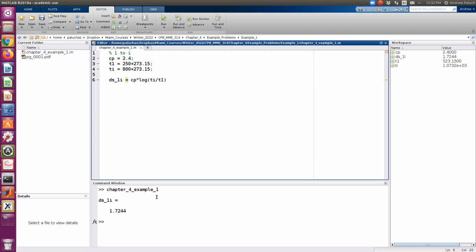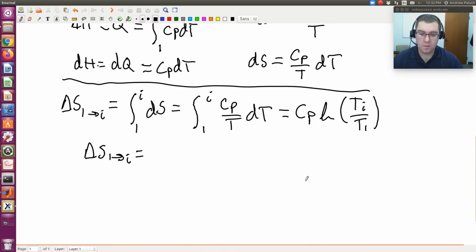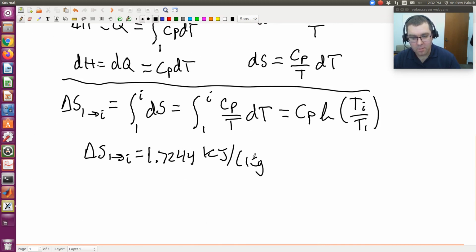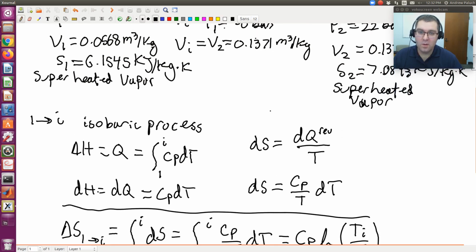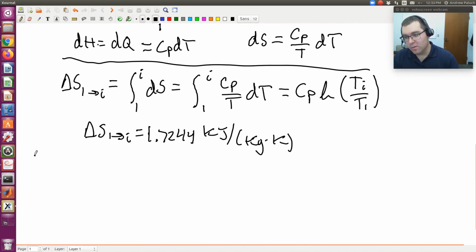If you run this, we get a change in entropy of 1.7244, that's kilojoules per kilogram Kelvin. Okay, great.